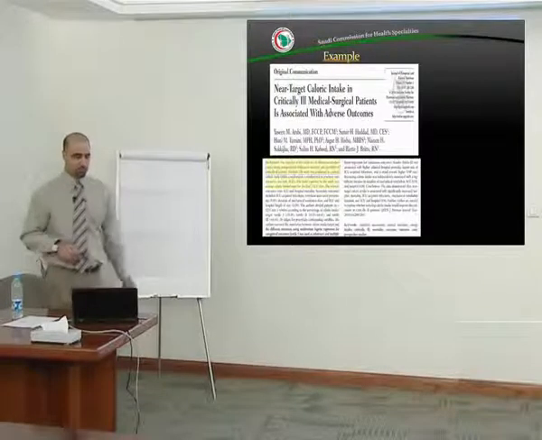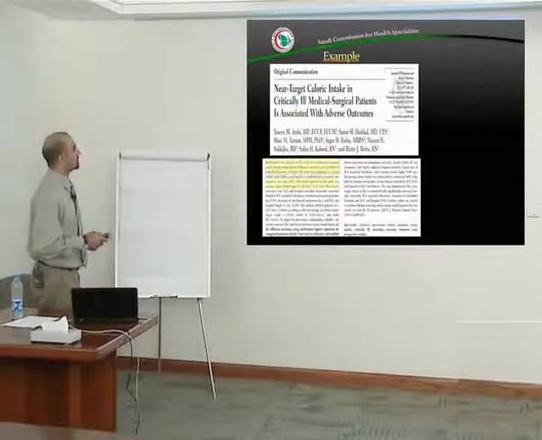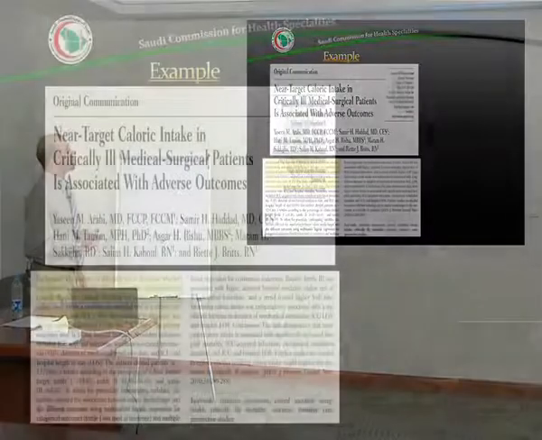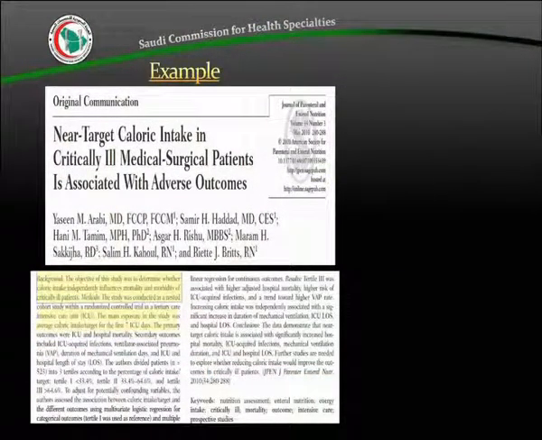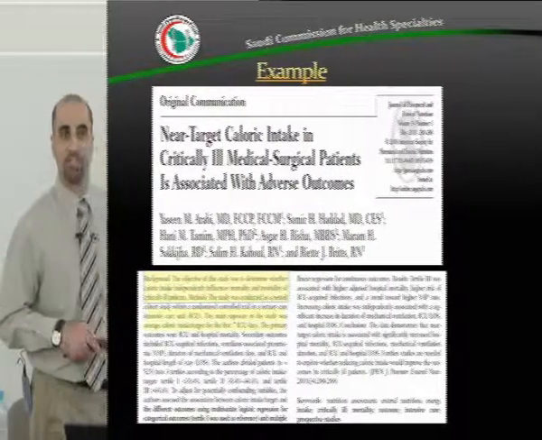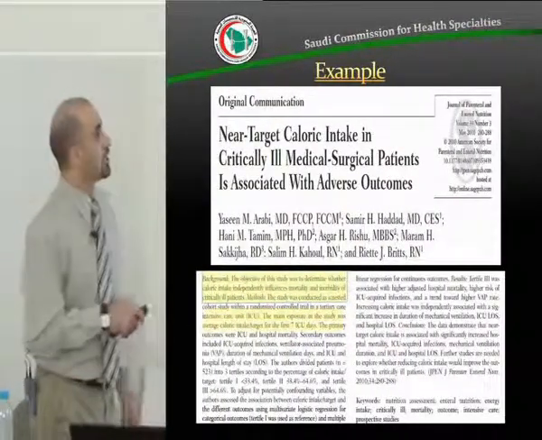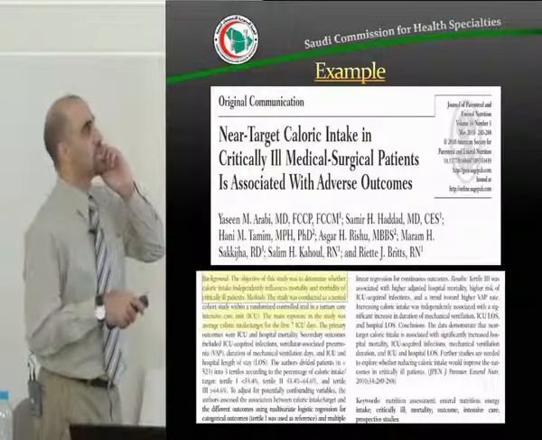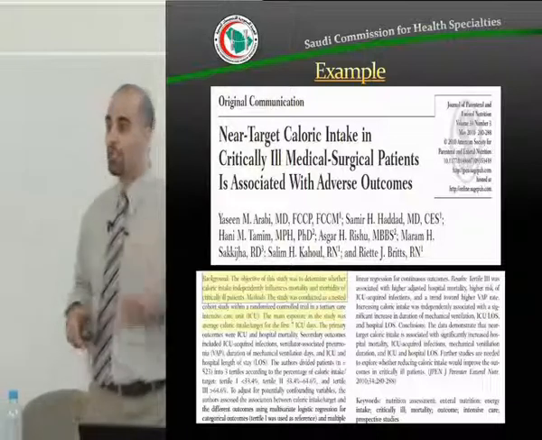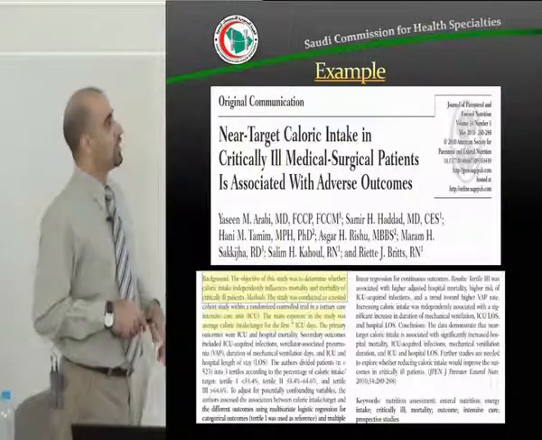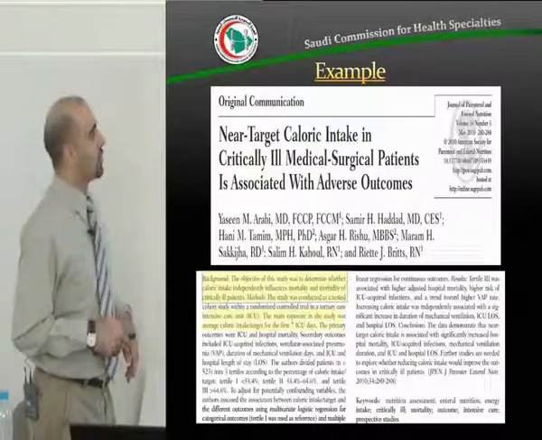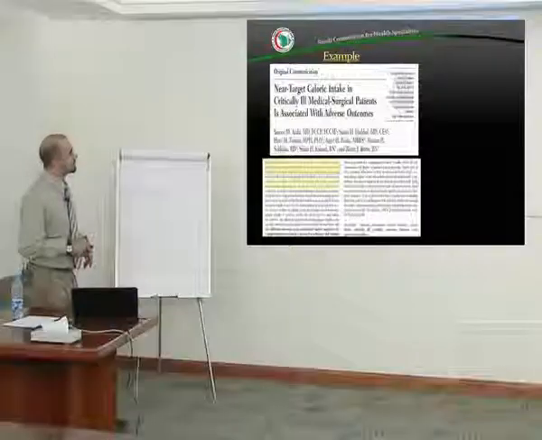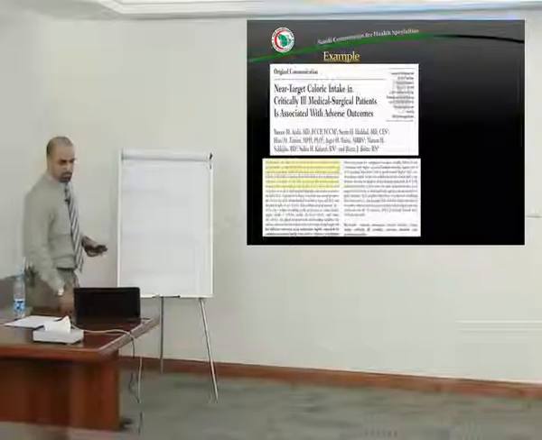So an example is a study that we carried out about near target caloric intake in critically ill medical surgical patients being associated with adverse outcomes. You remember when I told you even the title sometimes gives the results or the conclusion? Look at this. Here it's telling you near target caloric intake is associated with adverse outcomes. So it's giving you part of the results in the title. Anyway, the objective was this and so on and so forth.